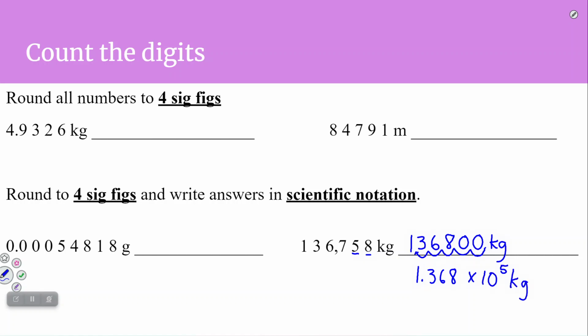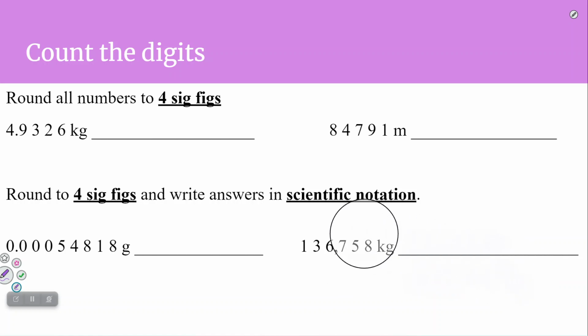And remember we discussed earlier that in order to know how many sig figs you have in scientific notation, you're going to look at this part, right? So you should know that there are 4 sig figs there, the 1, 3, 6, and 8. Okay, so that is how you write numbers in scientific notation to ensure you have the right number of significant figures.